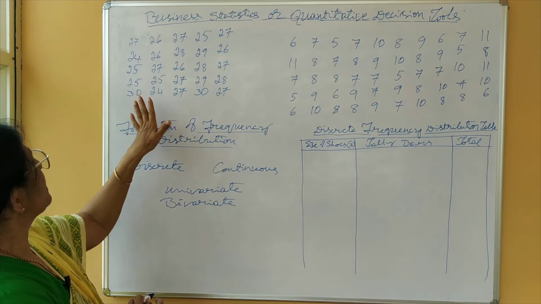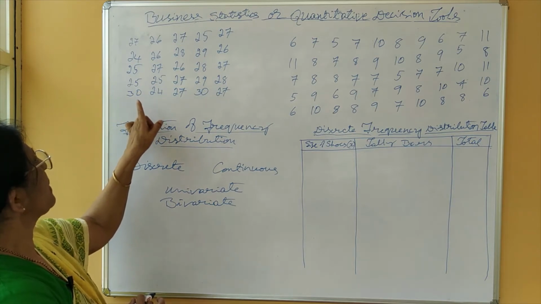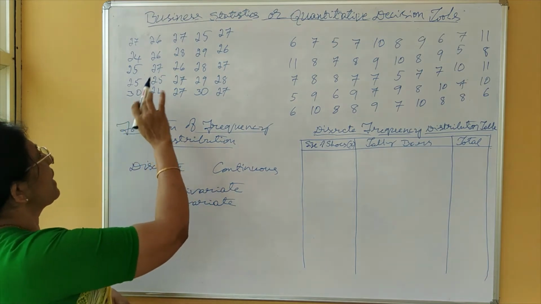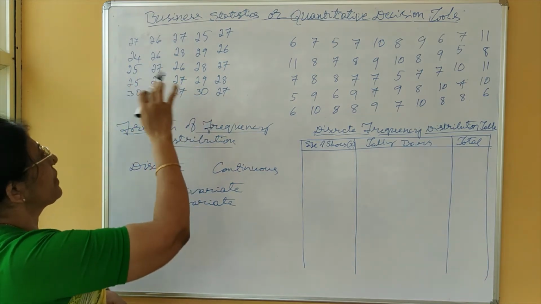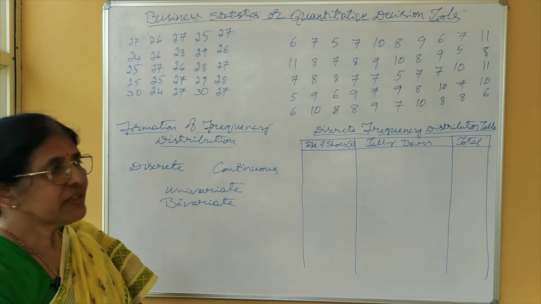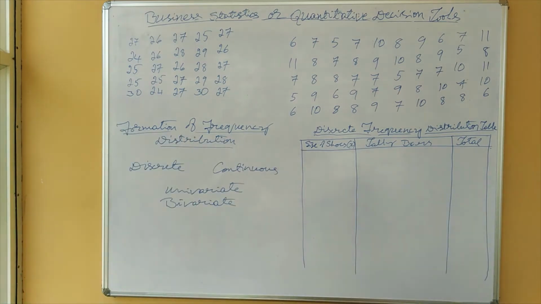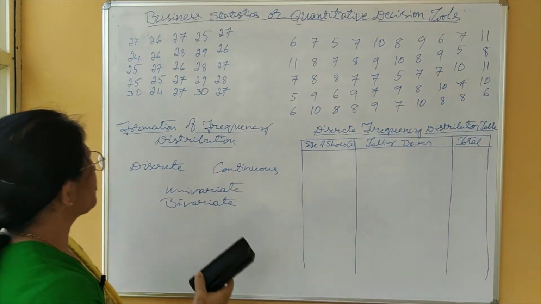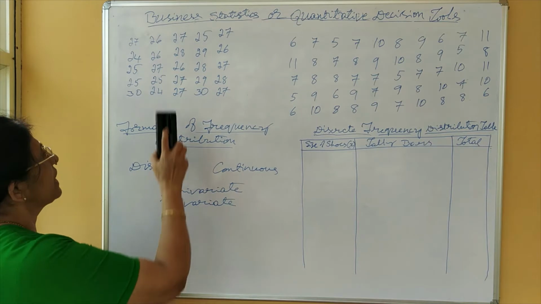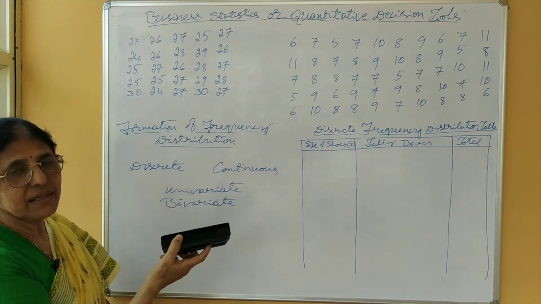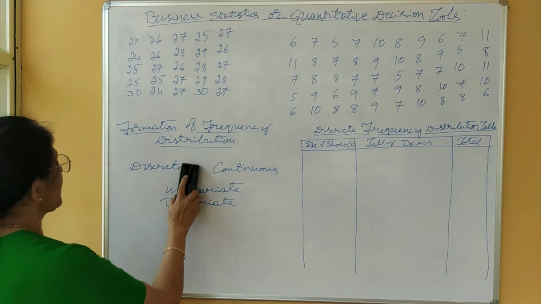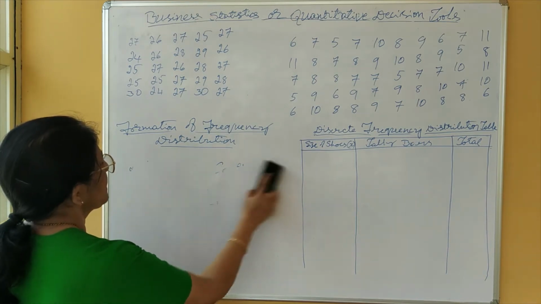First, what we have to do is find out the range. That means the difference between the highest value and the lowest value among the given data. Then, if the range is a smaller one, we have to apply discrete frequency distribution. If the range is a bigger one, then you have to go for continuous frequency distribution.